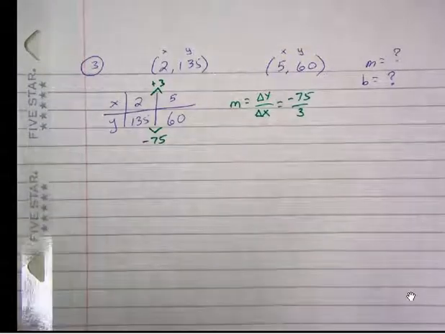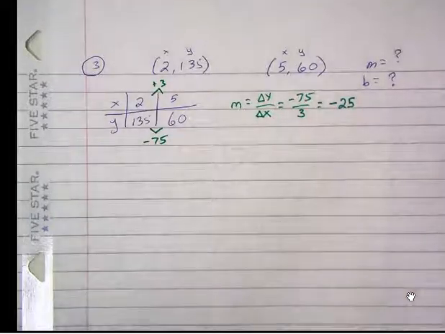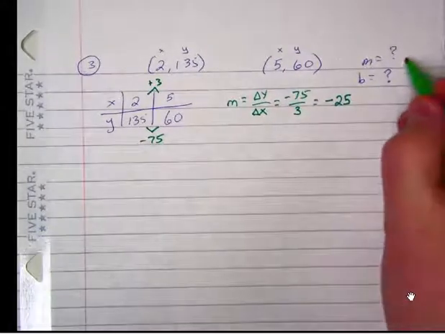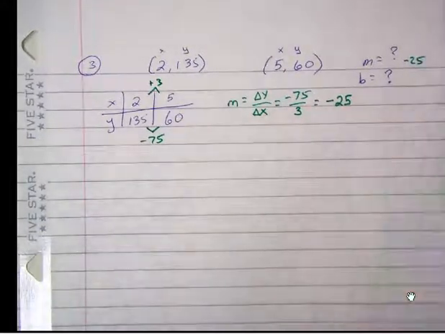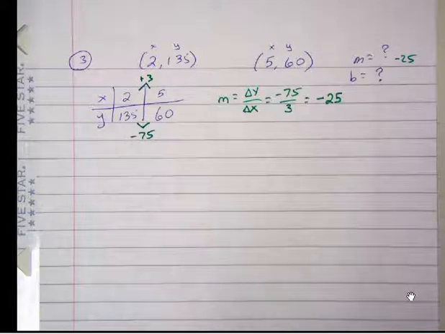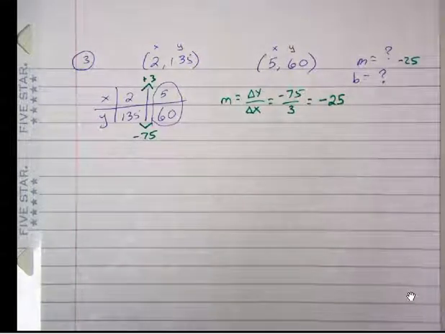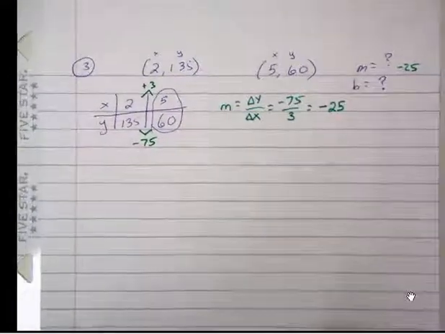And negative 75 divided by 3 is negative 25. So now I know the slope is negative 25. The y-intercept is still what I do not know. Well, in order to figure this out, what I have to do is pick one of the points. I'm going to pick this point just because it's what I'm choosing to do, but that tells me a y value and an x value.